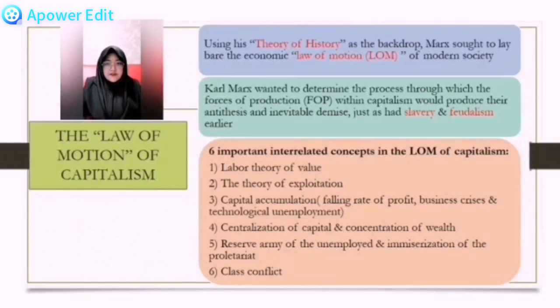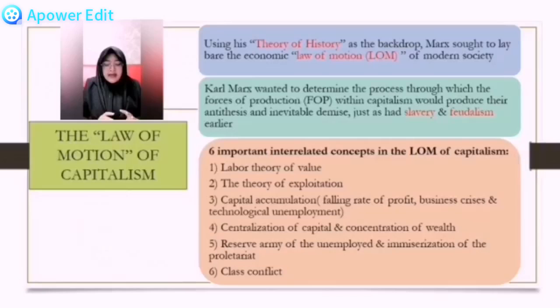Using the theory of history as a backdrop, Marx sought to lay bare the economic law of motion, LOM, of modern society. Karl Marx wanted to determine the process through which the forces of production, FOP, within capitalism would produce the antithesis and inevitable demise, just as had slavery and feudalism earlier.